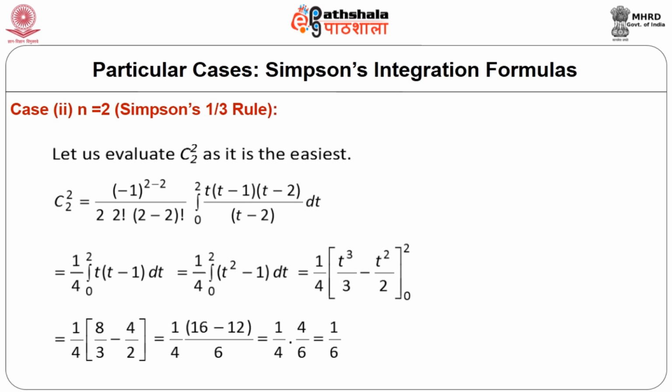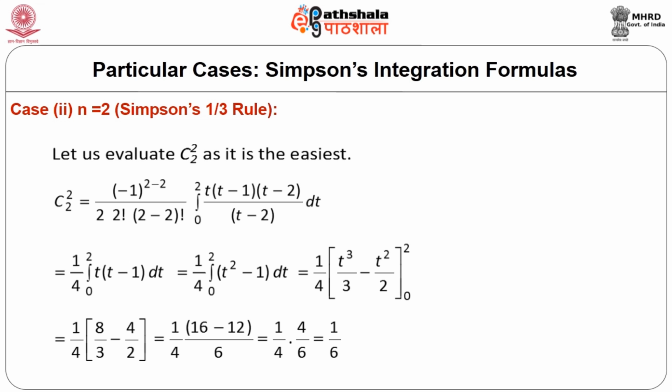So 2C2 is given by (-1)^(2-2). n is 2 and i is also 2. So minus 1 raised to n minus i becomes minus 1 raised to 2 minus 2. Denominator is n, that is 2, i factorial, that is 2 factorial. n minus i factorial is 2 minus 2 factorial, which is 0 factorial, which will be 1.